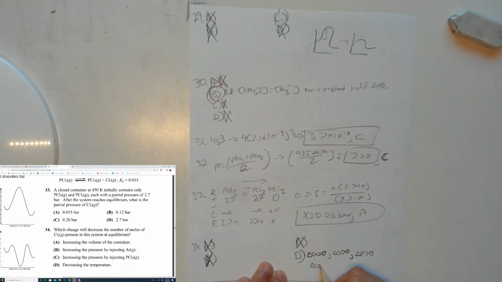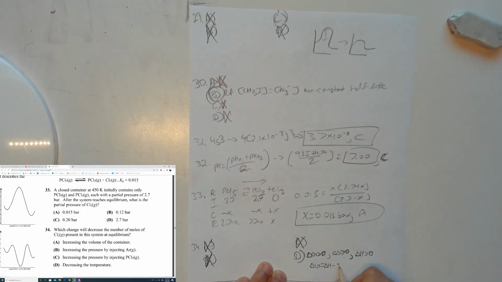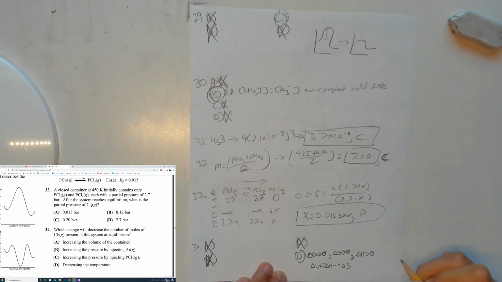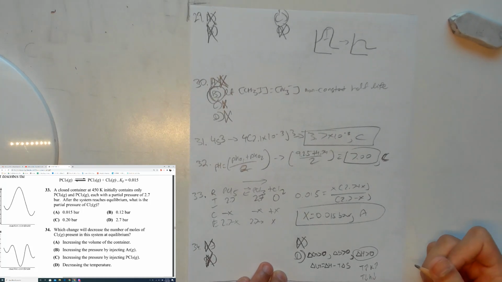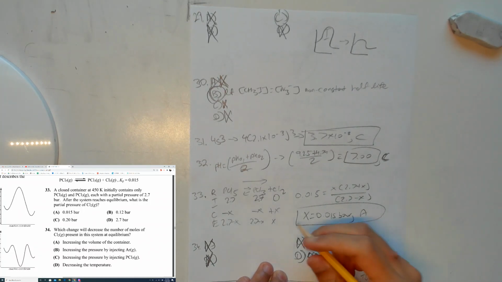To justify this mathematically, use the equation delta G equals delta H minus T delta S. And because of these we know that the reaction is endothermic, delta H is greater than 0. If the temperature increases, K will increase, and if the temperature decreases, K will decrease. So if you decrease the temperature, less products will form because the equilibrium constant decreases. So D is our answer.